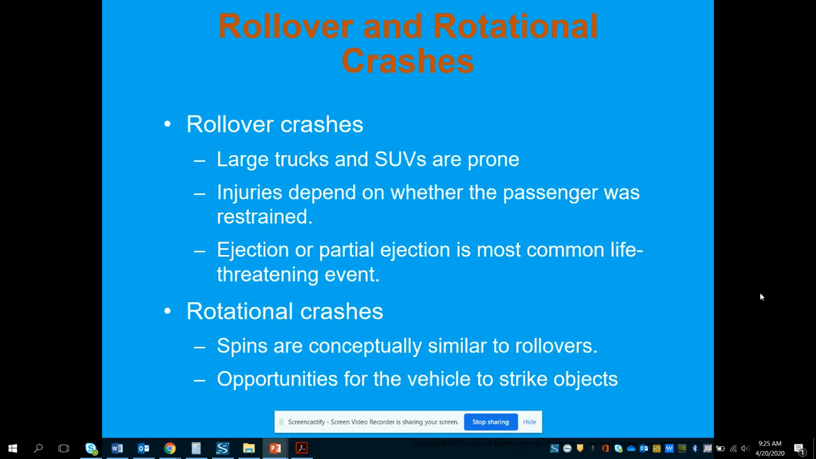Now, rotational crashes are very similar to rollovers conceptually, but instead of rolling over, they're spinning. So thinking about vehicles spinning out on the highway, and eventually they're going to come to a stop somewhere, but they might strike other objects and vehicles in the meantime.